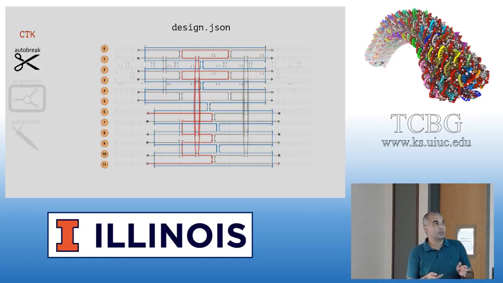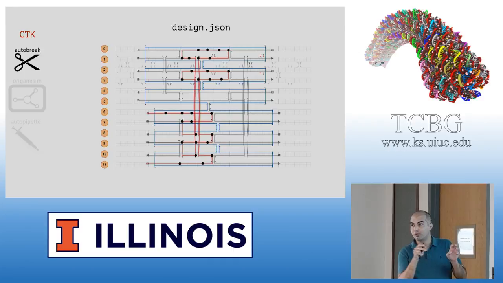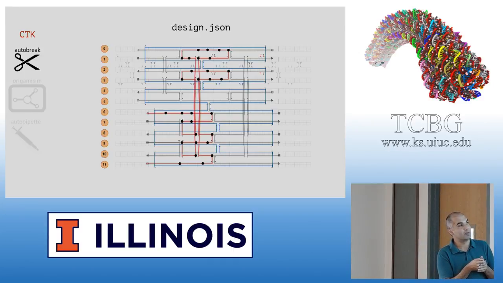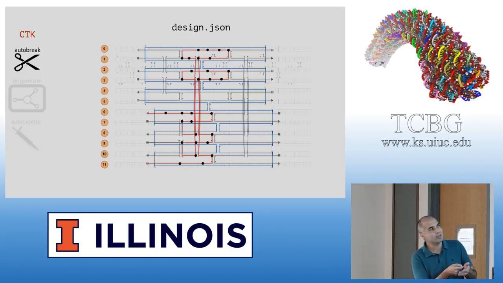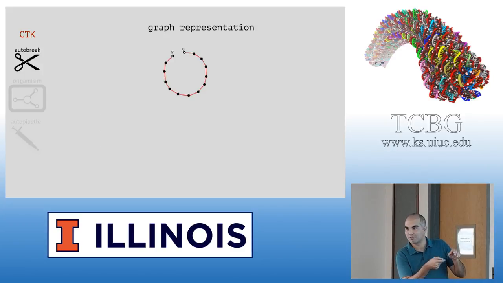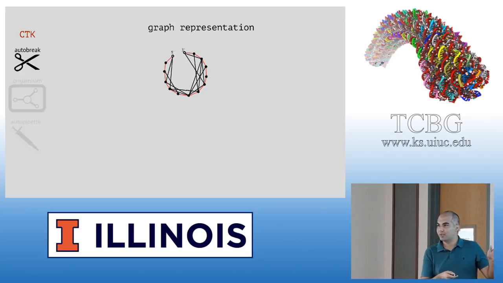So the question was, can we turn this problem into a more general computer science problem and represent it with a data structure that already exists? Actually we can. This turns into a graph shortest path problem. We can represent each oligo as a graph, where each node is a potential breakpoint, represented by the black spheres here. I won't show all of them because it would be too dense. And the edges tell you the score associated with making those staples. Again, I'm not showing all the edges because it would be too dense.